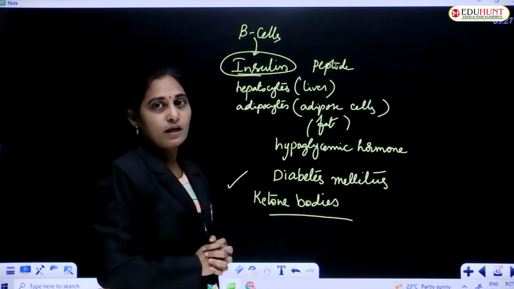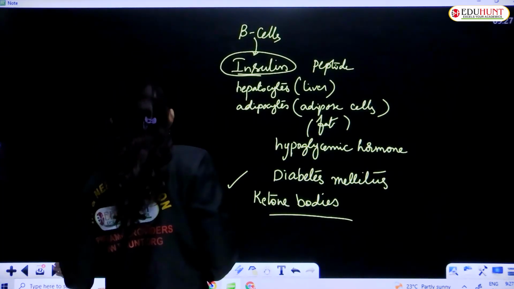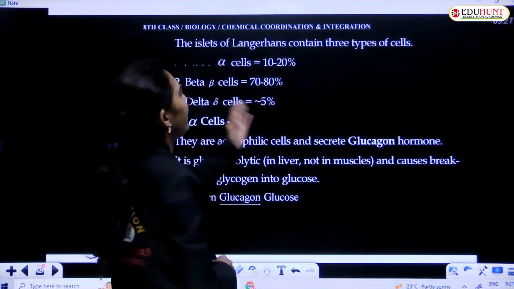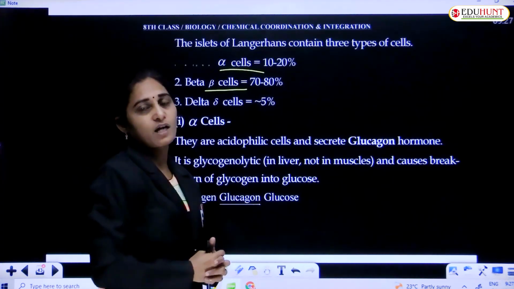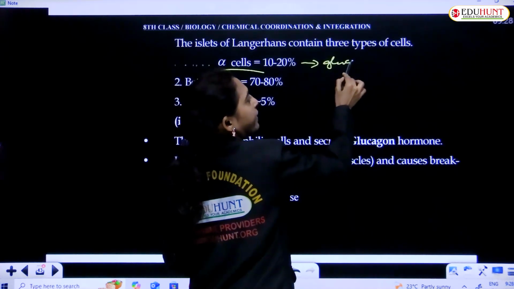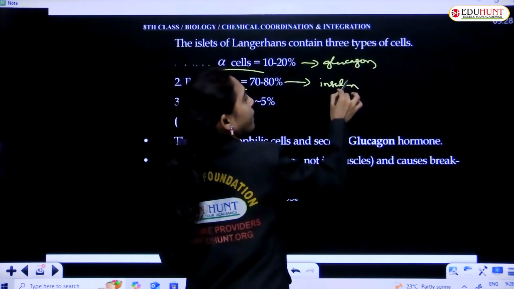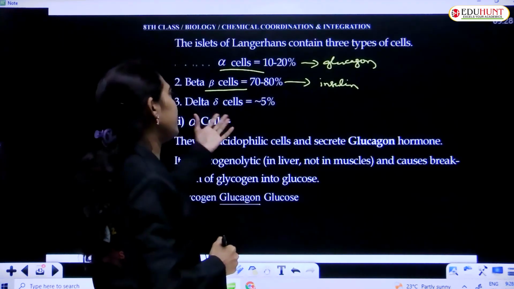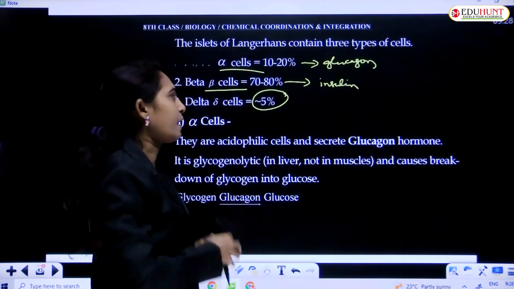Anyway, this is about the pancreas. In the pancreas, as we saw, in the islets of Langerhans, especially alpha cells and beta cells are responsible for the production of glucagon and insulin. Even the delta cells are also there, but they are very few in number.